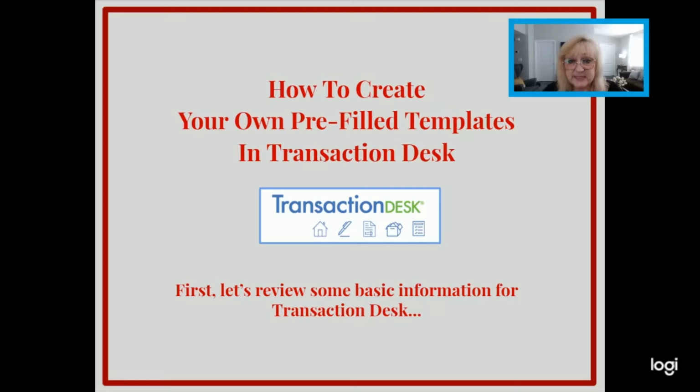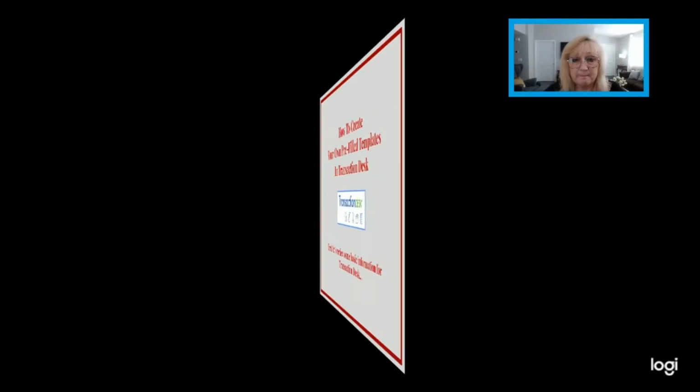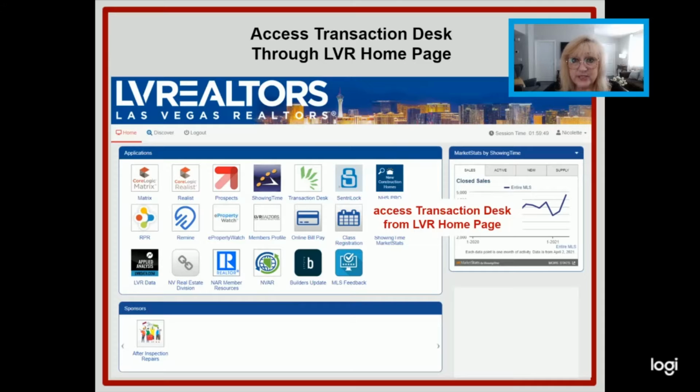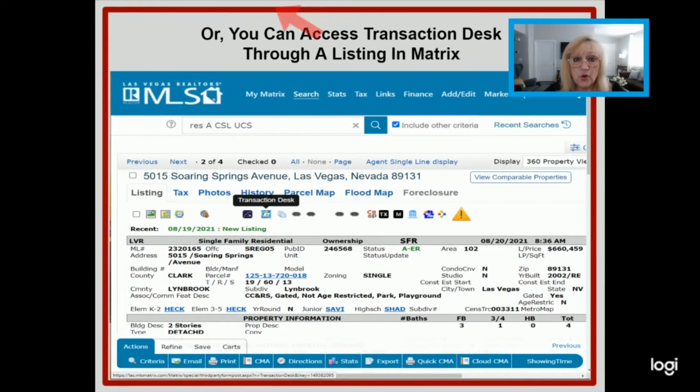First, let's review some basic information for Transaction Desk. Accessing Transaction Desk can be done through the LVR homepage, or you can access Transaction Desk through a listing in Matrix, which is probably the optimal way to access it if you are writing an offer on a property, because it would be right at the top where the little row of icons are for that listing. You'll find the Transaction Desk listing icon. When you point to it, it will say Transaction Desk, and it looks like a letter E in a blue box.